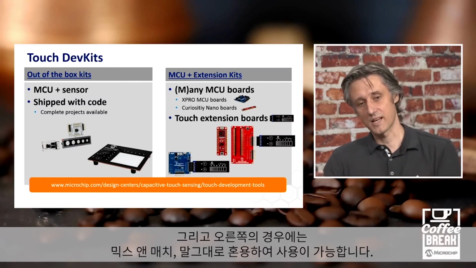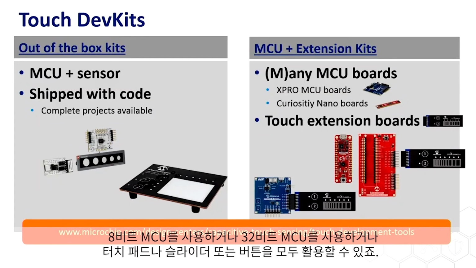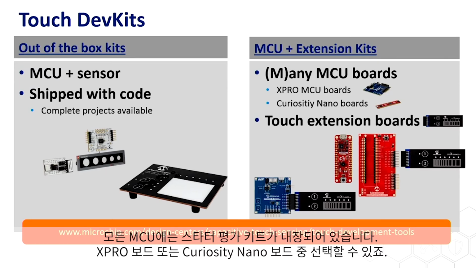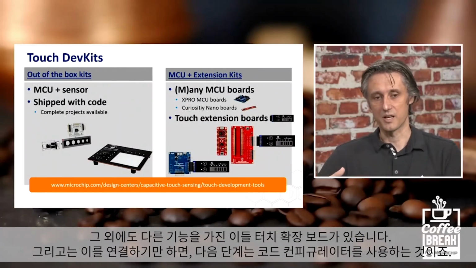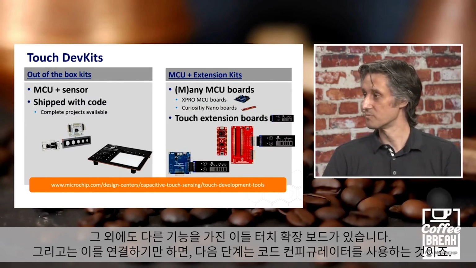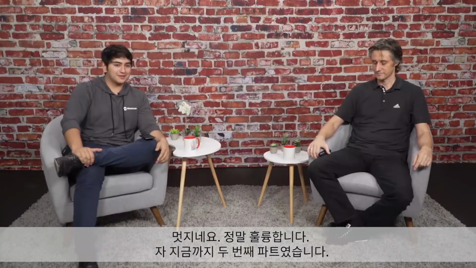And then on the right side is more of a mix and match experience where you might want to use an 8-bit controller, or you might want to use a 32-bit controller. You might need a touchpad or a slider or a bunch of buttons. So you can basically select, every MCU has a starter evaluation kit, like an Explained Pro board or Curiosity Nano board. Then we have these touch extension boards with different features. You just say, this is my MCU, and I want to do a small touchpad. You click them together, and the code configurator, and you're ready to go. Cool. I like that. I like that a lot.